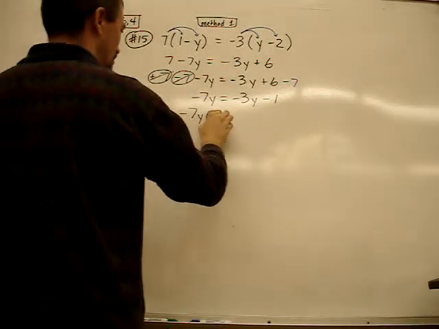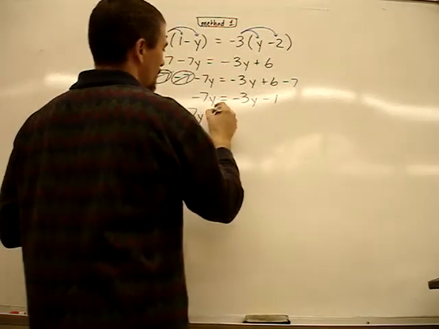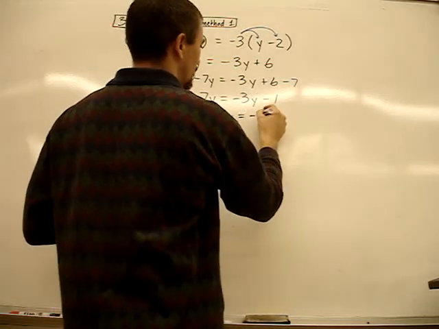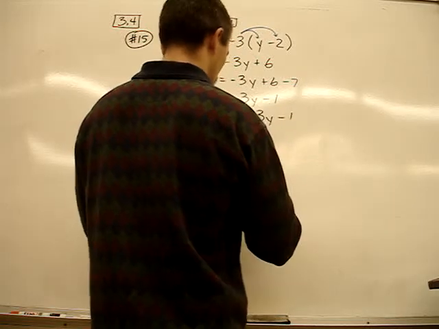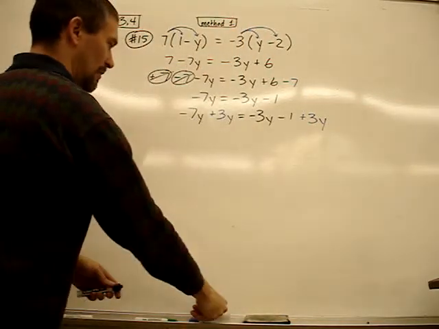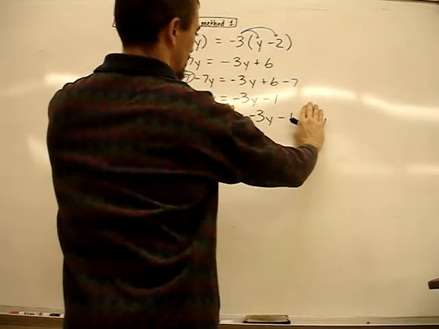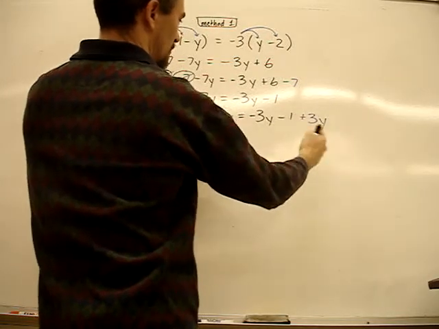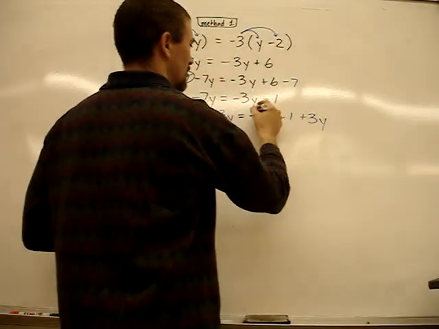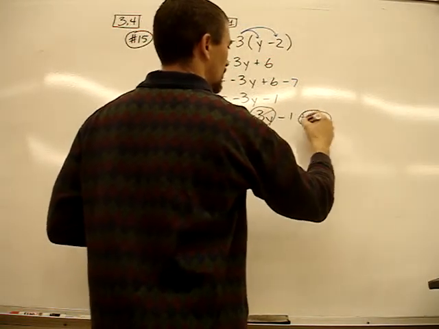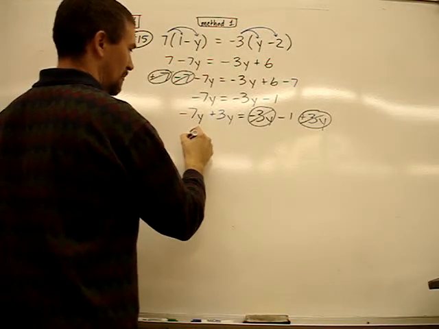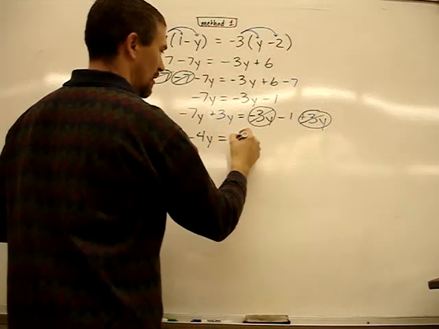Keeping with my same theme, I've got to use the colored marker. Plus 3y equals negative 3y plus 3y. So clearly the only change, if I cover these up, you can see that the equation is the same as above, but I'm adding the same thing to both sides, that way it's legal. And so this term is going to cancel with that term. They make 0. Negative 7y and positive 3y would be a negative 4y equals negative 1.